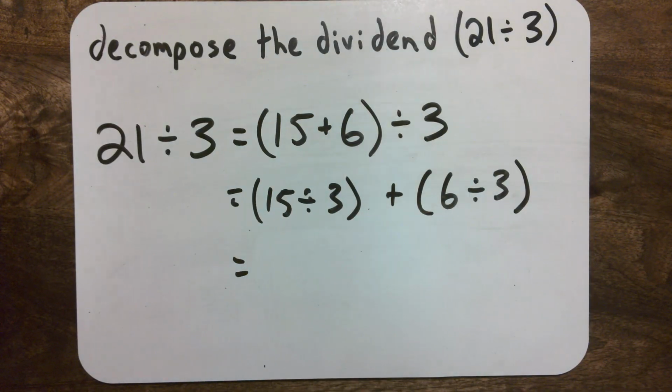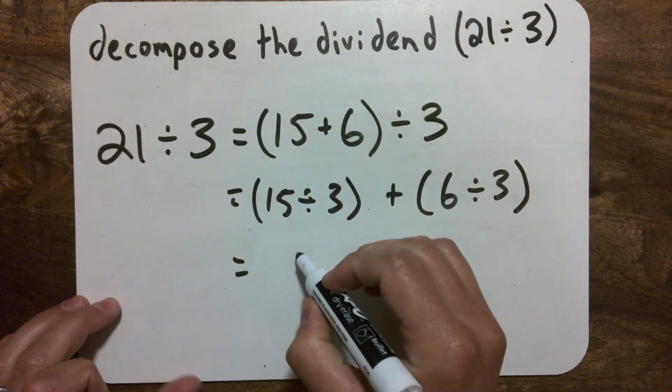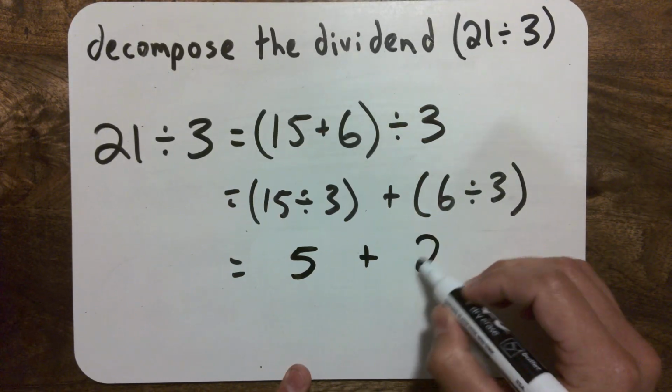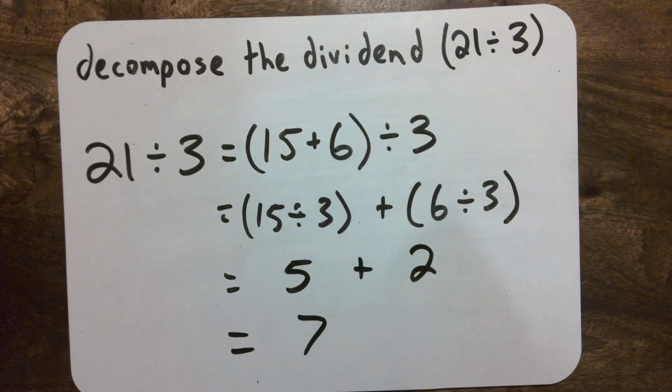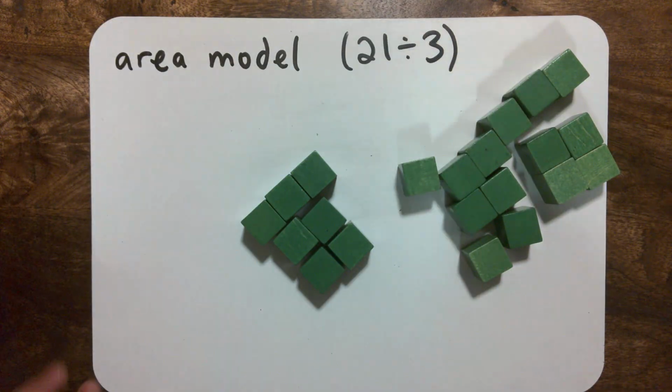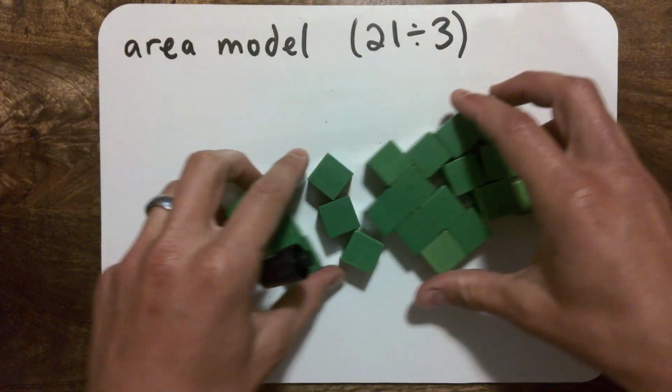But then again, with the 15 divided by 3, that first move, we put 5 into each group. And then we did 6 divided by 3, so we put 2 into each of those groups. So each group had a total of 7. Right, so that's the decompose the dividend strategy. And then the last one is going to be area model strategy. Okay.